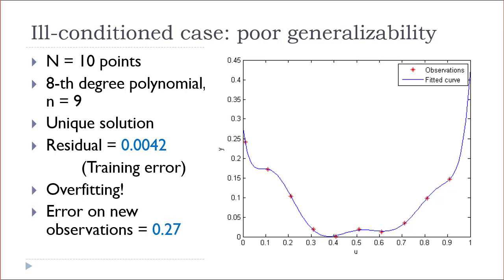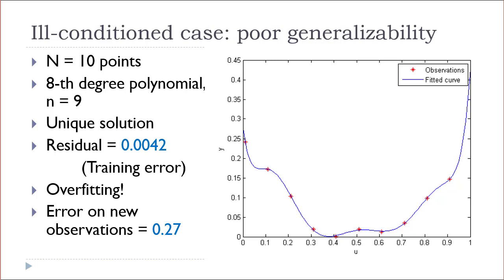This is called overfitting, and a classical symptom of overfitting is that if you evaluate the error on new observations, it would come out to be very high. In this case, the error on new observations is coming out to be 0.27, which is much higher than the training error, almost 100 times higher.